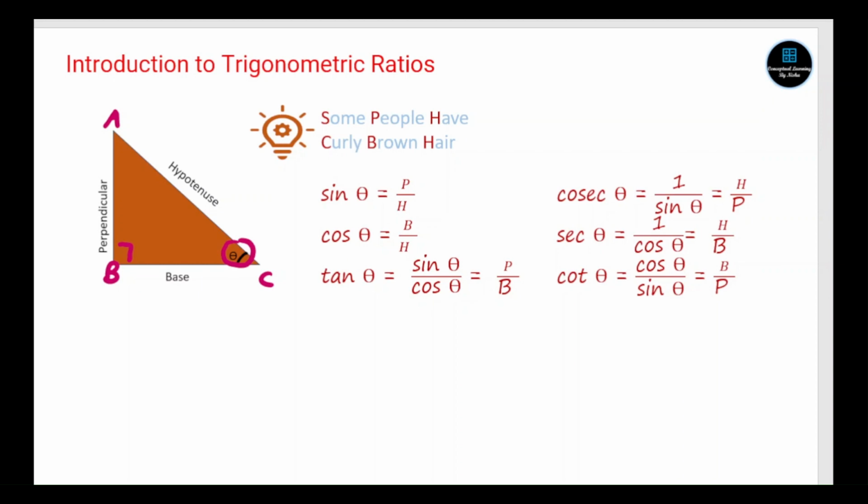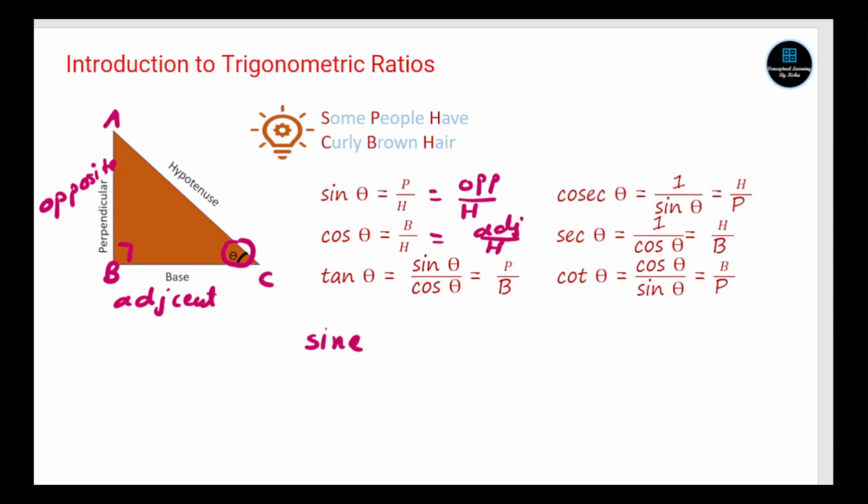Also, I can refer to AB as the opposite side with the reference angle C. And BC is called the adjacent side of this reference angle C. Now, the trigonometric ratio sine theta, which is also called sin theta: sine theta is perpendicular to hypotenuse, or opposite to hypotenuse. Cos theta is base to hypotenuse, or adjacent to hypotenuse. Tan theta is the ratio of sine theta to cos theta.